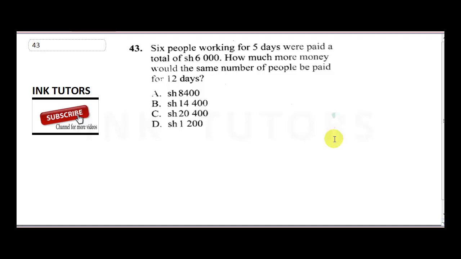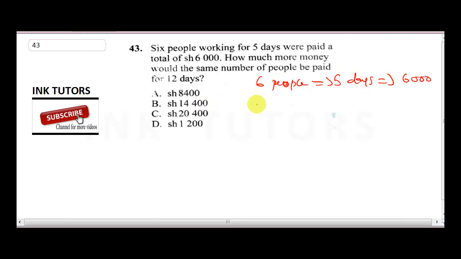Okay, question 43 says 6 people working for 5 days were paid a total of 6,000 shillings. How much money would the same number of people be paid for 12 days? Okay, now let's look at this question. It says 6 people worked for 5 days and they received 6,000 shillings. Now, how much money would the same number of people, the same 6 people again, be paid if they have to work for 12 days? So how much would they receive?